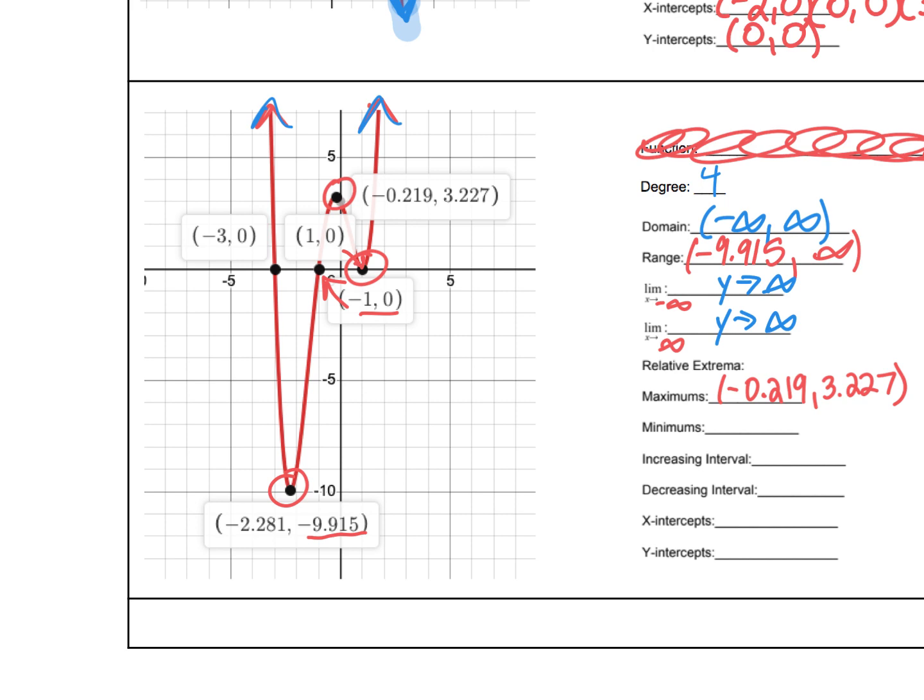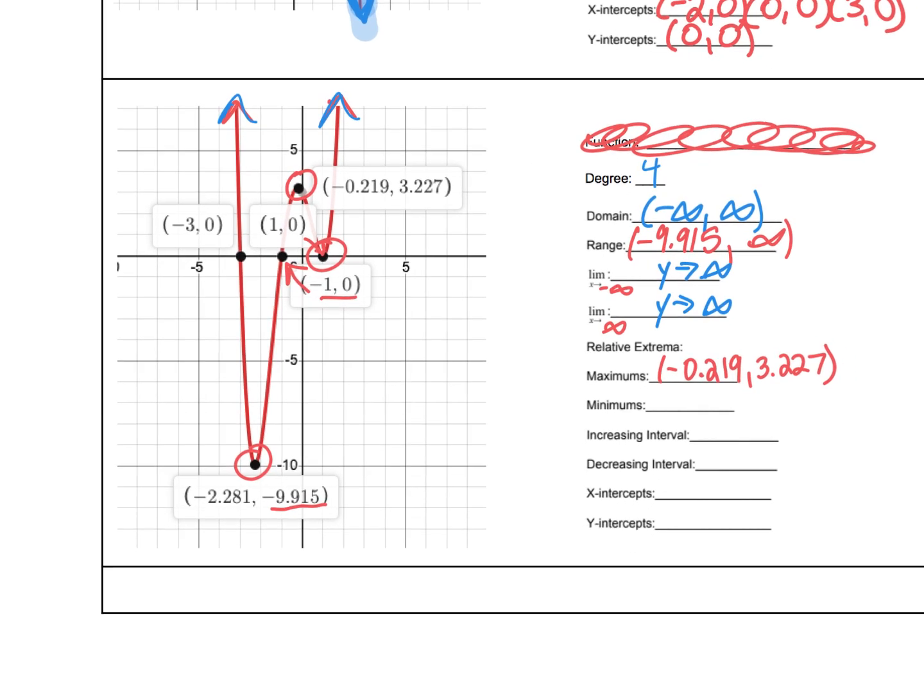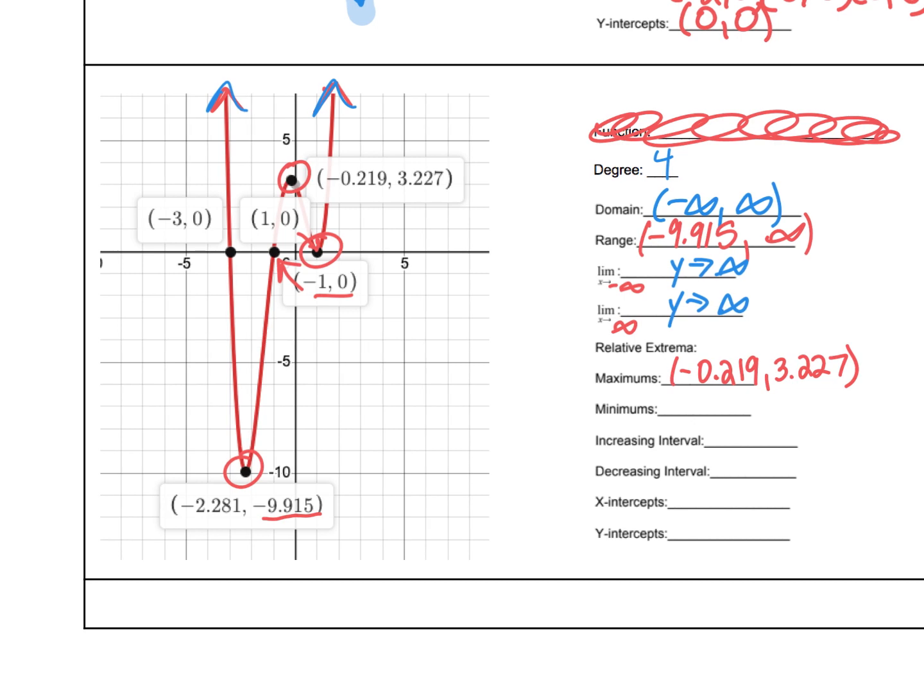All right, and then now we are dealing with our minimum point. So again, turning points only. So this negative 1, 0 point, that's not a turning point. Okay, I'm going through that point, so I'm not turning direction right there. So that can't be a minimum. So don't get that confused. It's just going to be these two turning points.